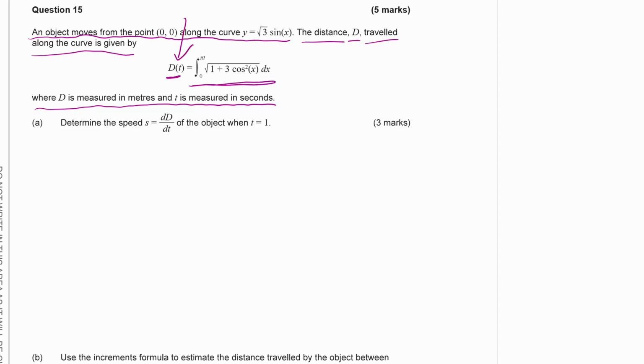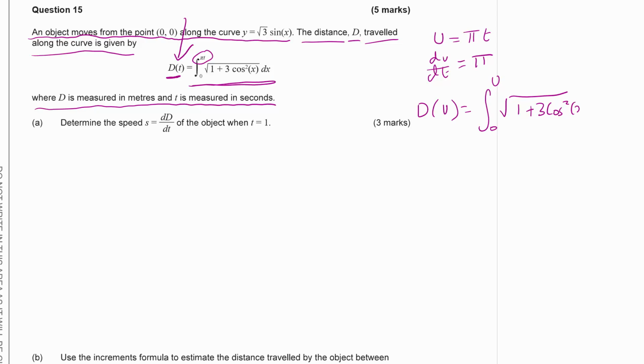Now, if this is the distance, to get the speed, we can differentiate. We need to note there's a pi t up here. I'm going to let u be equal to pi t, and du/dt would therefore be pi. So we then get d(u) as the integral from 0 to u of the square root of 1 plus 3 cos squared x dx.